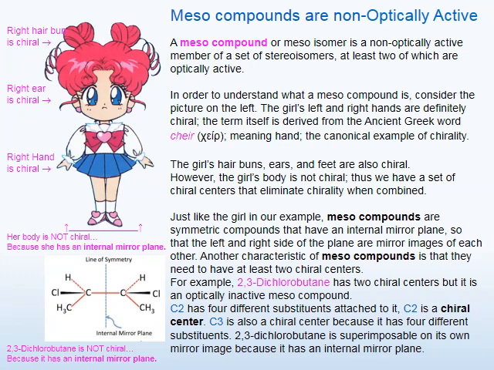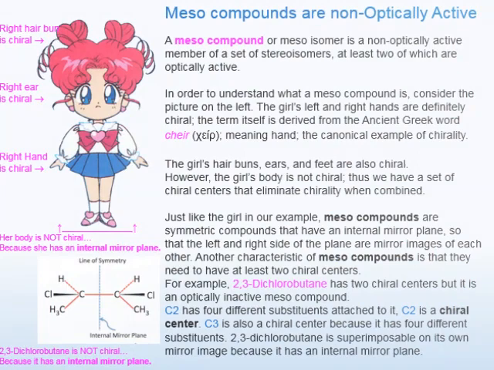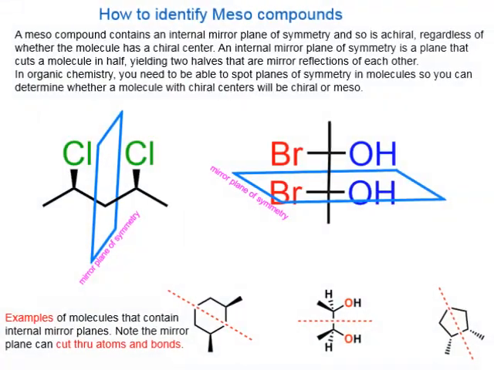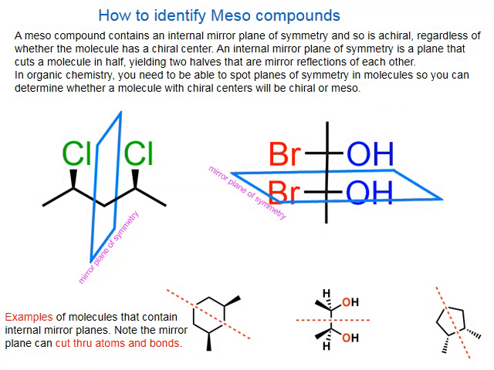Meso compounds are symmetric compounds that also have an internal mirror plane, so that the left and right side of the plane are mirror images of each other. Another characteristic of meso compounds is that they need to have at least two chiral centers. For example, 2,3-dichlorobutane is superimposable on its own mirror image, because it has an internal mirror plane. An internal mirror plane of symmetry is a plane that cuts a molecule in half, yielding two halves that are mirror reflections of each other. The mirror plane can cut through atoms and bonds.